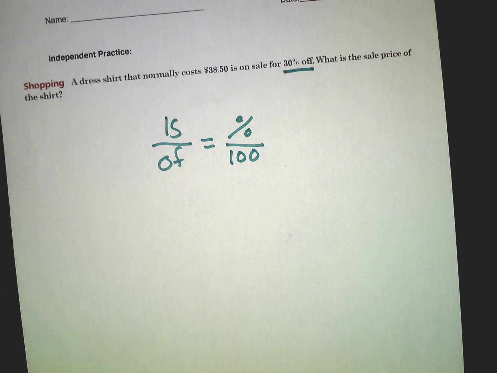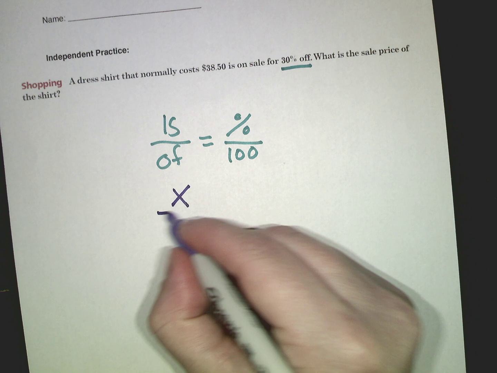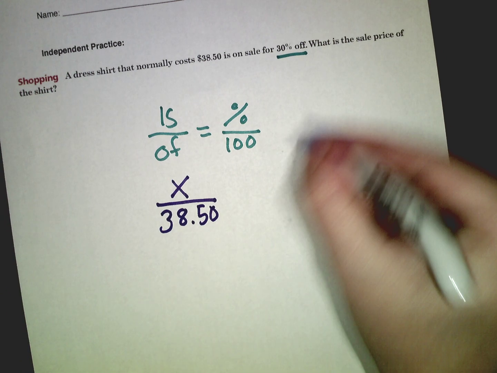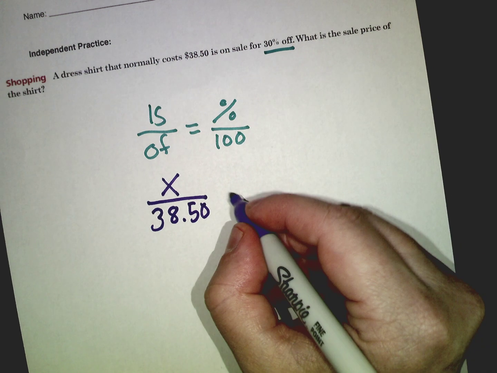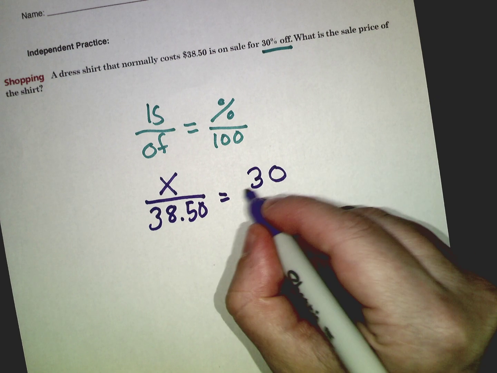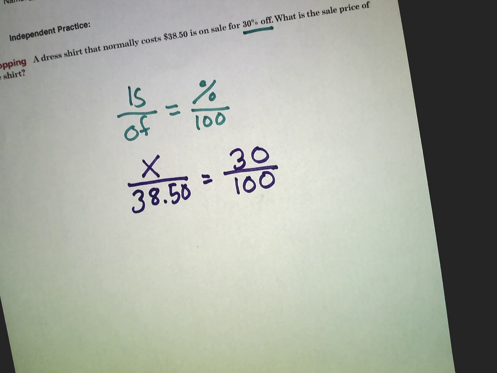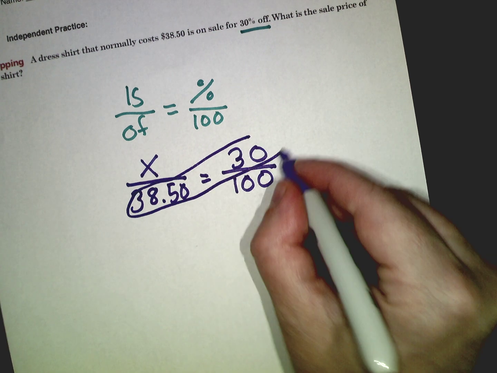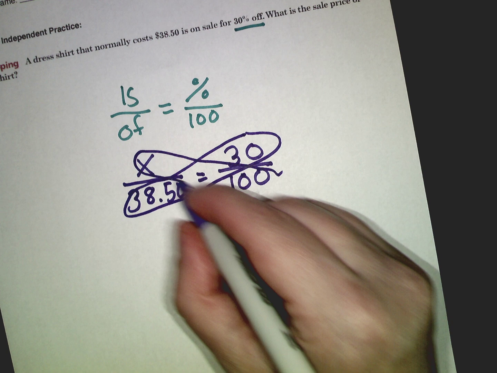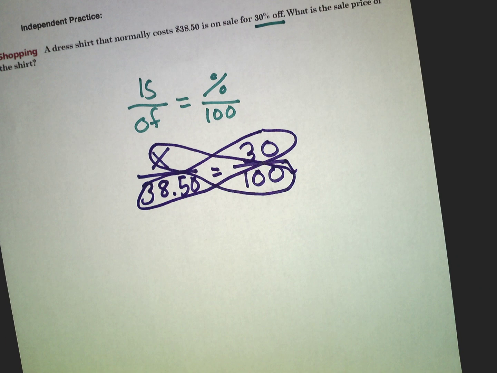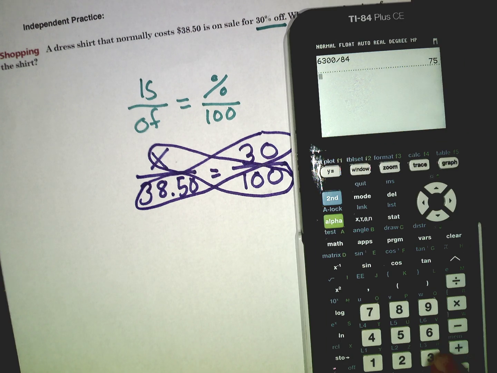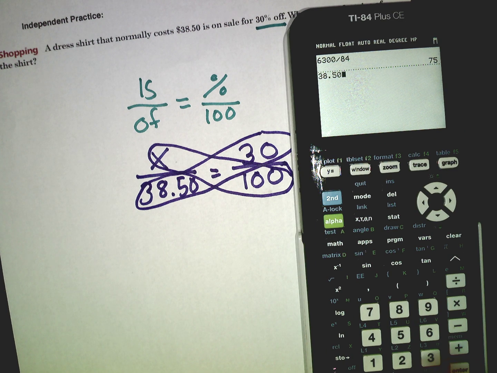Okay, let's do this next one. Of is my 38.50. My percent is 30 over 100. That doesn't look so bad, especially if you have a calculator. I'm going to need it for one part, I know that already. 38.50 times 30, it's not a number I can do in my head. Let's do 38.50 times 30.